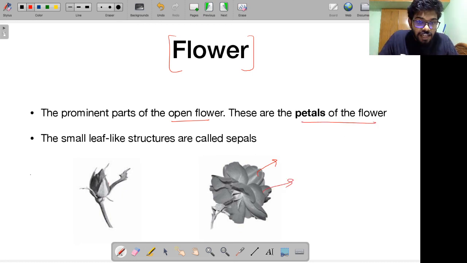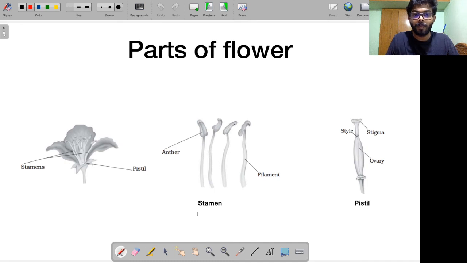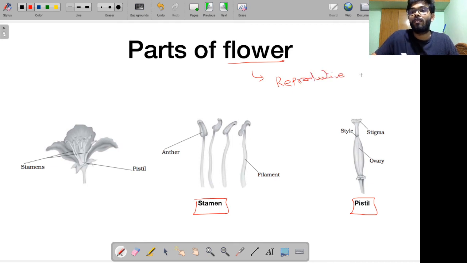Then this small leaf-like structure that you can see over here, that has branched out, these are called sepals. The green, leaf-like part of a flower. Different parts of the flower: remember, we have something called stamen and something called pistil. Remember, the flower is considered the reproductive part of a plant.